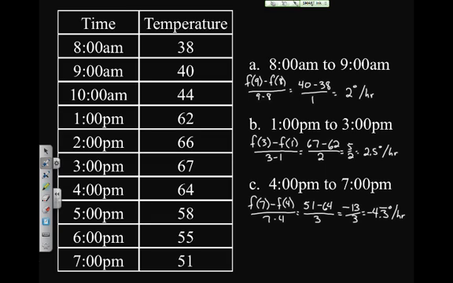Notice this one is negative because between 4 and 7 o'clock, the temperature went down. So the average rate of change is a negative temperature. Before, in all the other intervals, the temperature was increasing. So that's why it was positive.